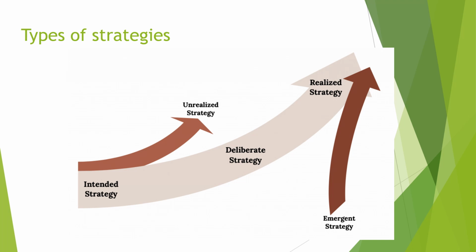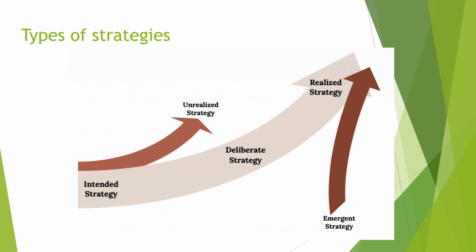So whatever strategy we develop and adopt in our organization, if it is successfully implemented and giving good results, we can say that the intended strategy was deliberately acted towards and it has become a realized strategy.